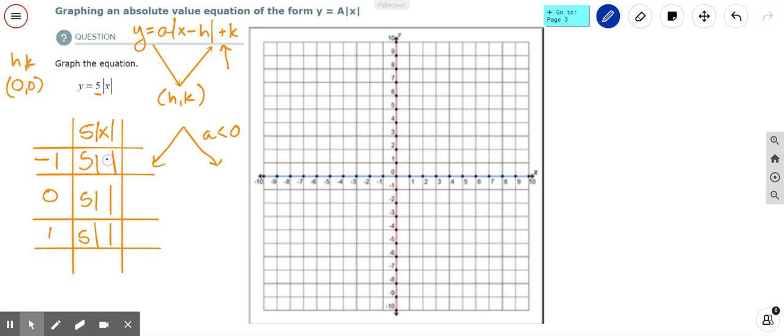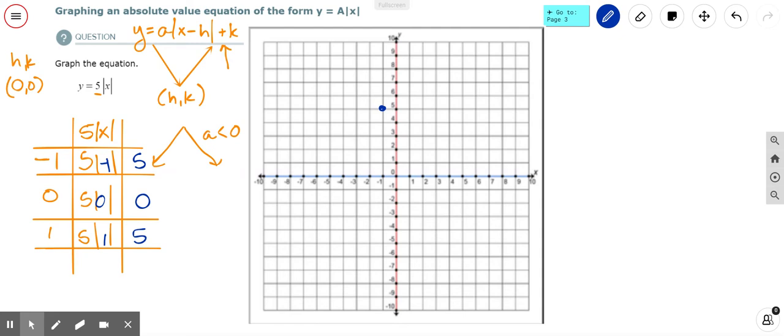Okay, so we're going to put a -1 in here: -1, 0, and 1. The absolute value of -1 is 1, times 5, 5. Absolute value of 0, 0 times 5, 0. Absolute value of 1 is 1, 1 times 5, 5. So here we go. We've got -1, 5. You can see that's pretty steep because 5 is a steep slope.